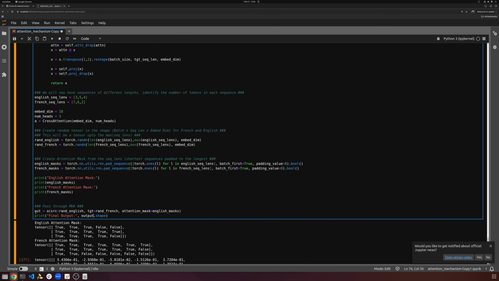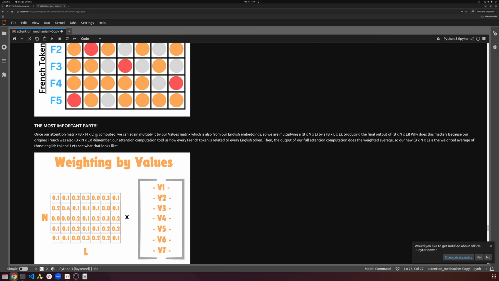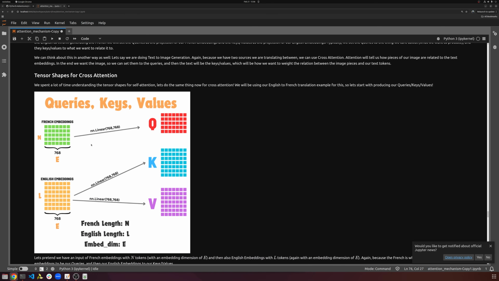So there we go. The main idea, again, is really just this figure. We will compute the queries on the thing we want, the keys and values on the things we want to weight against. The input is our French and English. The output is a weighted average of how the French was related to the different tokens of English. And so that's our context vector.